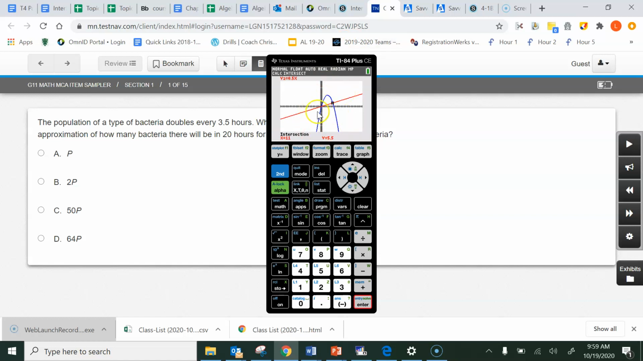If I don't like this picture anymore, if it gave me something that doesn't work, go back to zoom. Number 6, Z standard, that's the standard viewing window. So anytime you change or zoom in or zoom out, to get back to normal, just go back to zoom and go zoom standard. All right, that's the lesson for today.